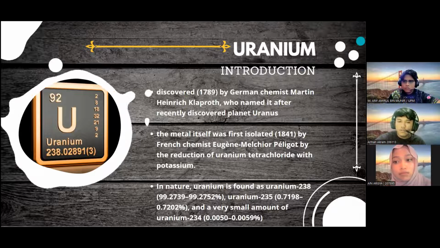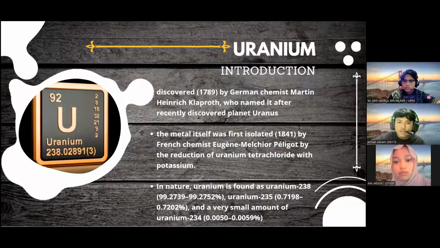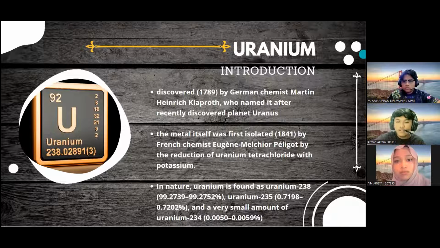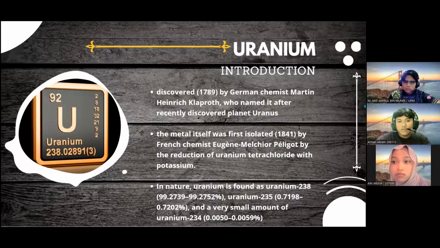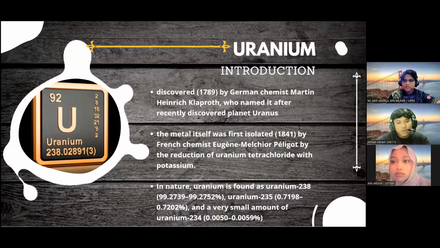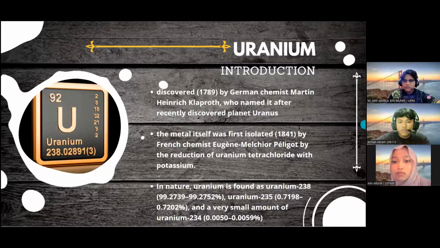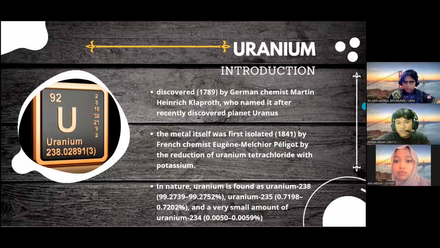I'm not sure how it is pronounced. It is named after the recently discovered planet Uranus. The metal itself was first isolated in 1841 by the French chemist Eugène-Melchior Péligot by the reduction of uranium tetrachloride with potassium.